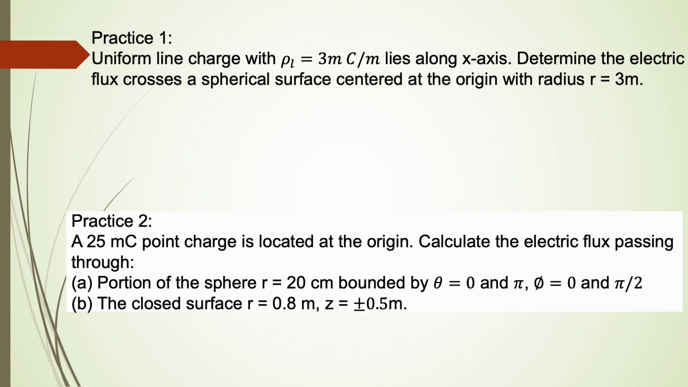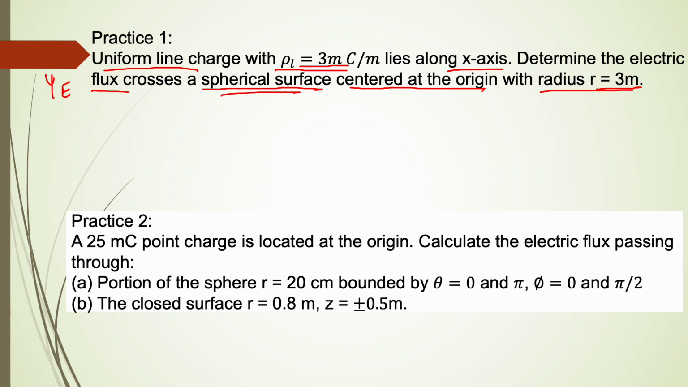Okay, now let's try some practice. So we have practice 1 here. In this practice, they said a uniform line charge with ρL equal to 3 coulomb per meter lies along the x-axis, and we need to determine the electric flux, meaning our ψE, that crosses a spherical surface. So our electric flux now is through a sphere surface. It is a spherical surface centered at the origin with the radius equal to 3 meters.